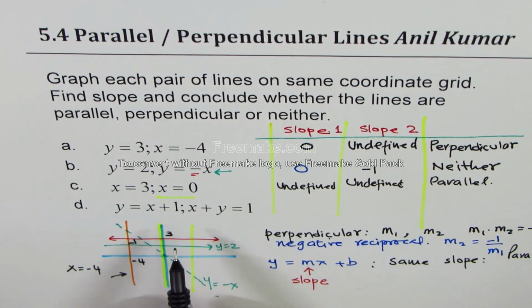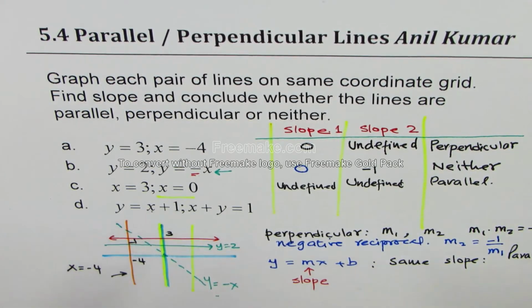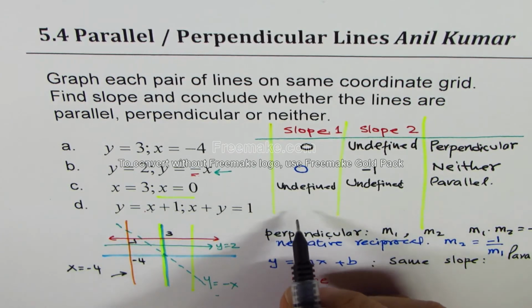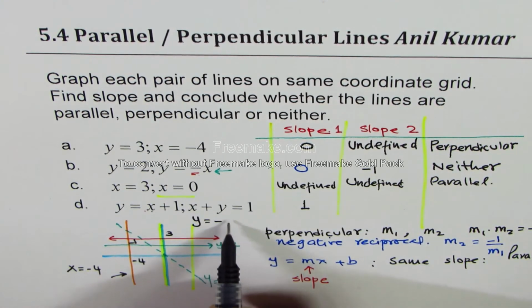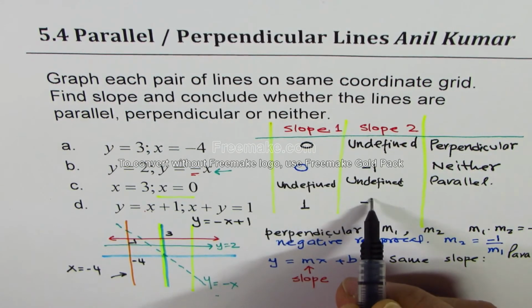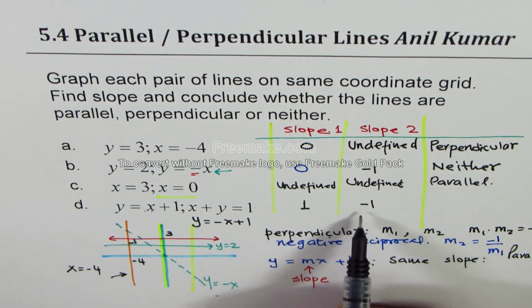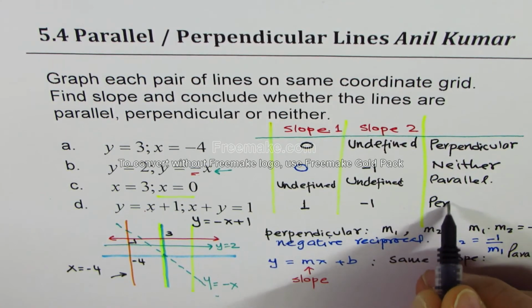Right. The last example here is y equals x plus 1. The slope you can read from here, the coefficient of x, which is 1. So in this case, the slope is 1. How about this one? Let's rearrange this equation. We could write this as y equals minus x plus 1. Do you see that? And therefore, the slope is minus 1. Correct? Now, 1 and minus 1 are negative reciprocals. Correct? Therefore, we will say these lines are perpendicular.